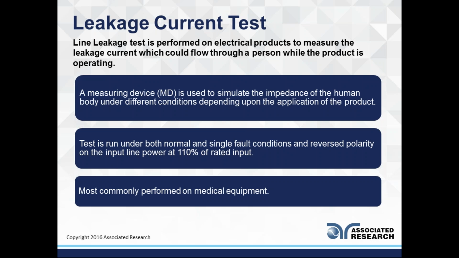A line leakage test is performed on electrical products to measure the leakage current which could flow through a person while the product is operating. That's the distinct difference between this test and all the other tests. Your product will be powered on. I want to know, when your product is out in the field, or better yet in a consumer's home and powered on, how much current is leaking naturally on its own. We use a measuring device to simulate the impedance of a human under different conditions depending on the application of the product.